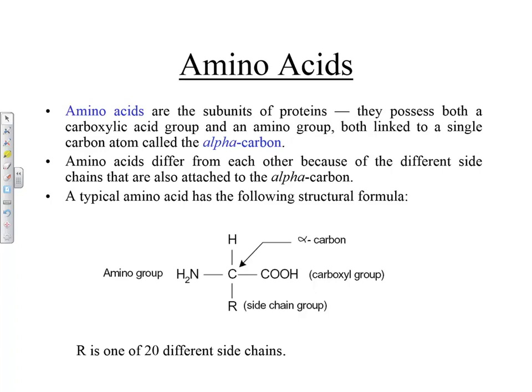Now, if you look at any living organism, it will have amino acids with 20 different possible side chains. For all life on this planet, amino acids will have R as one of those 20 possibilities. If you have life on some other planet and it is amino acid based, you might have additional side chains. But that's not been discovered so far.